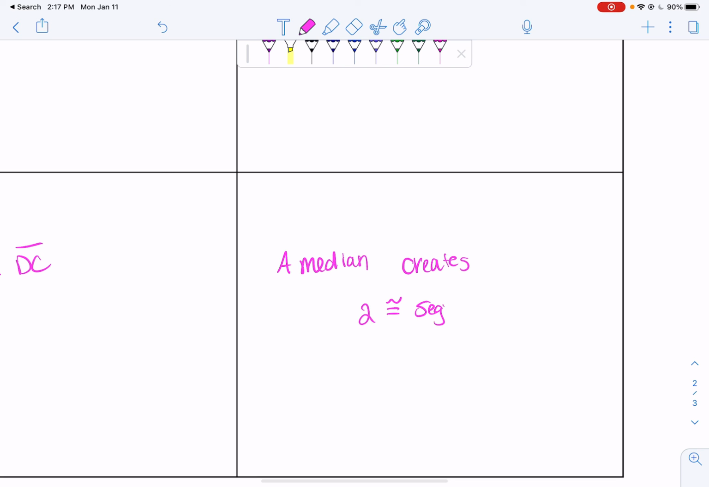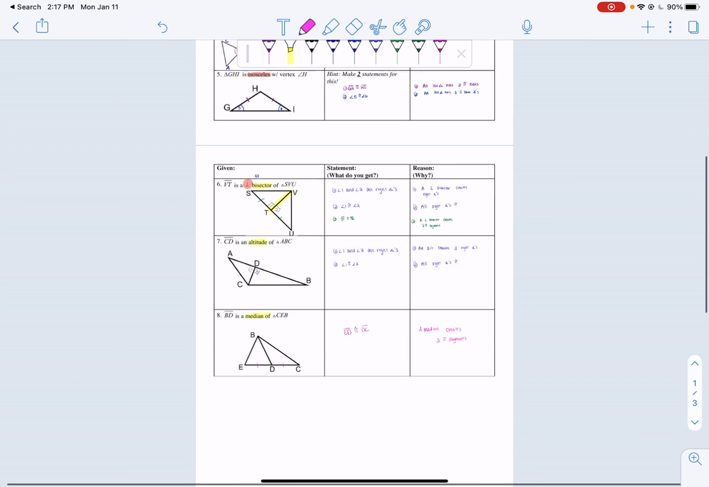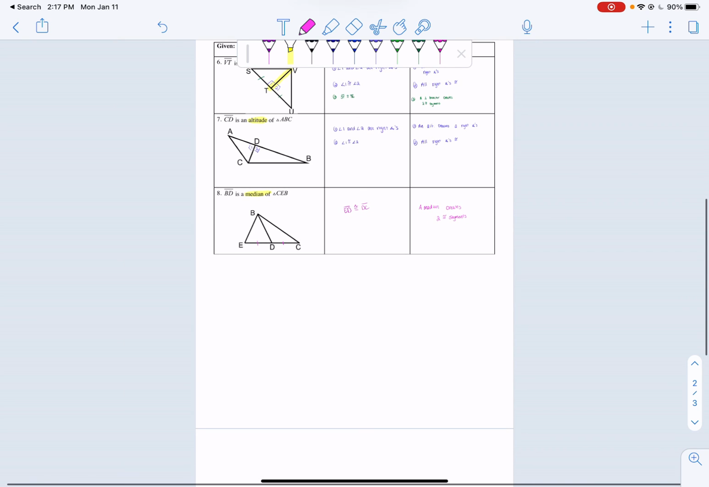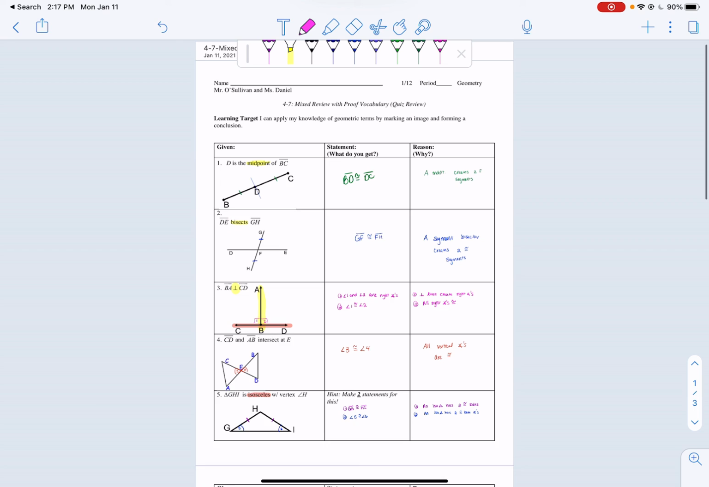And that's it. That's what your quiz is going to look like. You're basically going to be given some of these images with some givens. You need to make conclusions.